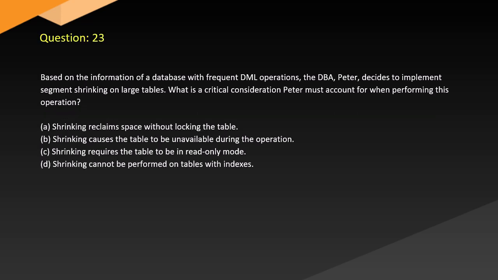Question 23. Based on the information of a database with frequent DML operations, the DBA Peter decides to implement segment shrinking on large tables. What is a critical consideration Peter must account for when performing this operation? A. Shrinking reclaims space without locking the table. B. Shrinking causes the table to be unavailable during the operation. C. Shrinking requires the table to be in read-only mode. D. Shrinking cannot be performed on tables with indexes.